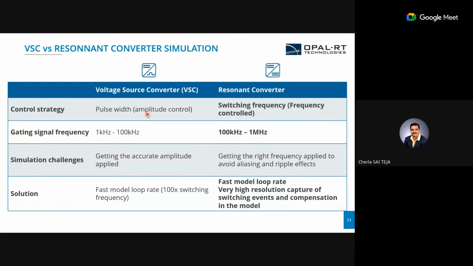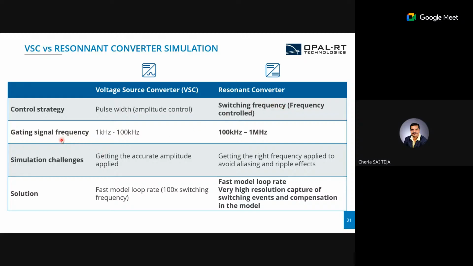So voltage source converters, we know, the control strategy will be pulse width based control, amplitude control, whereas resonant converters... VSCs most of the time might be an inverter, a DC to AC, or depending on the power injection, it can convert AC to DC as well. Whereas most of these resonant converters will be DC to DC converters, and here the control strategy will be mainly based on the switching frequencies. These are all frequency controlled converters.